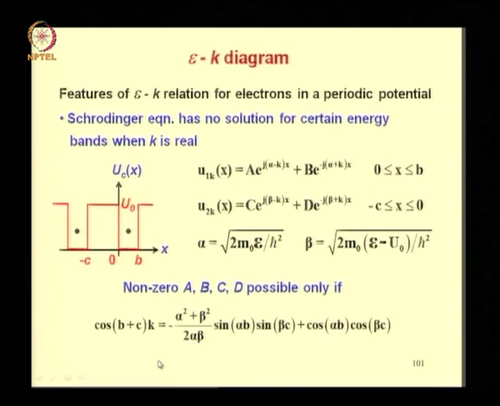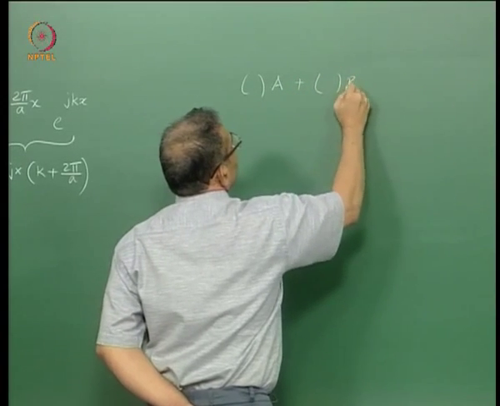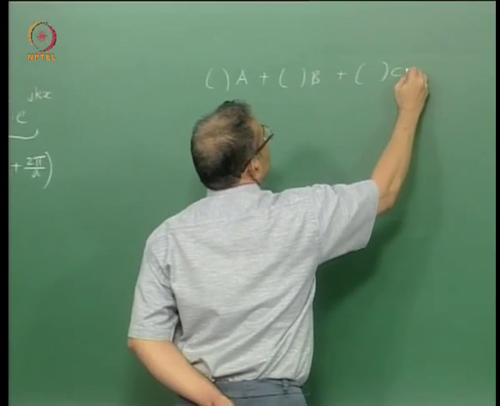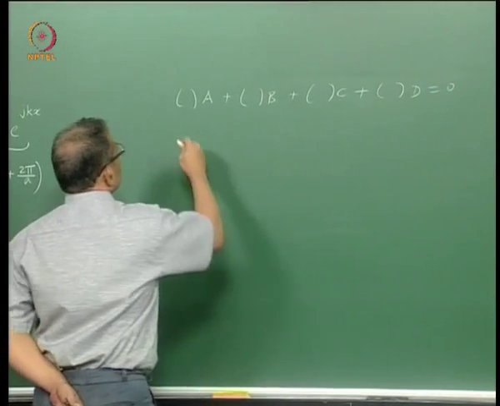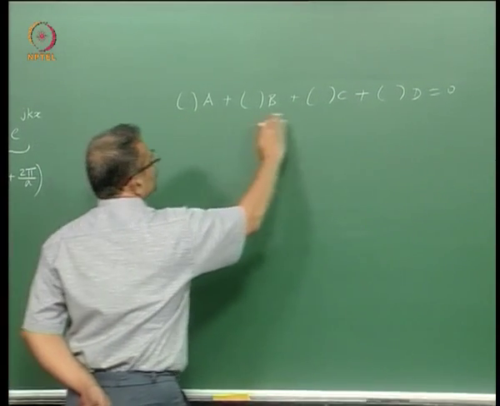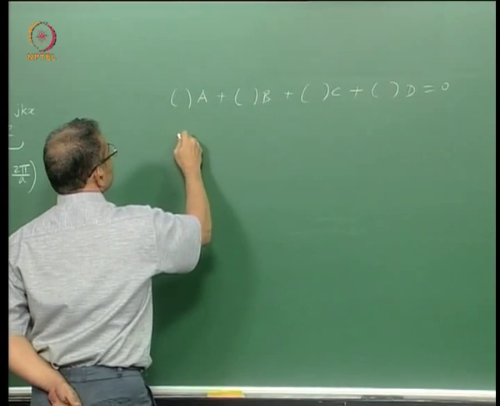So let me explain that. The equations will turn out to be of this form: something into A plus something into B plus something into C plus something into D is equal to 0. Now all the 4 equations will be of the same form with different coefficients coming here. So you have 4 such equations.